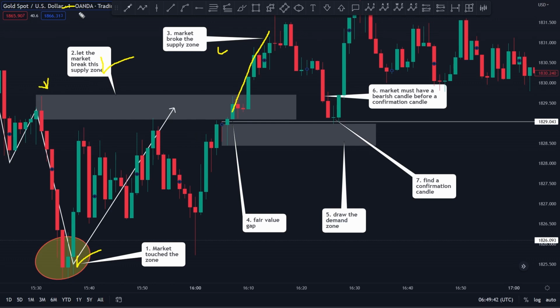And don't forget, this is the 1 minute. The market will be fast, it will be on the screen, you won't miss this kind of thing. And number 4, find some fair value gaps here. You can just put your lines like this and find where the market has spaces between the wicks.